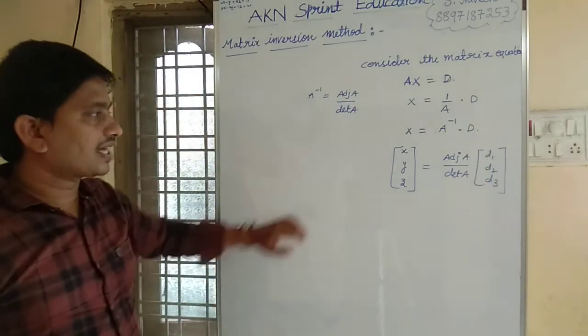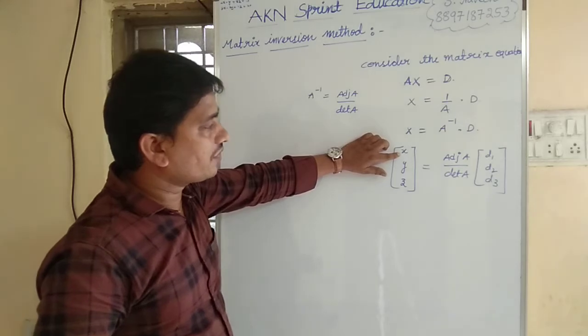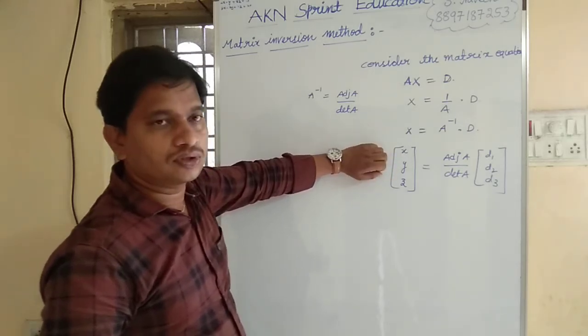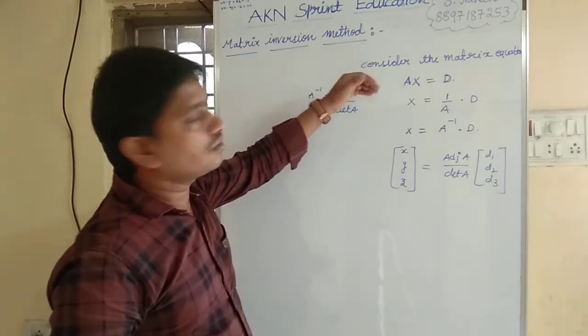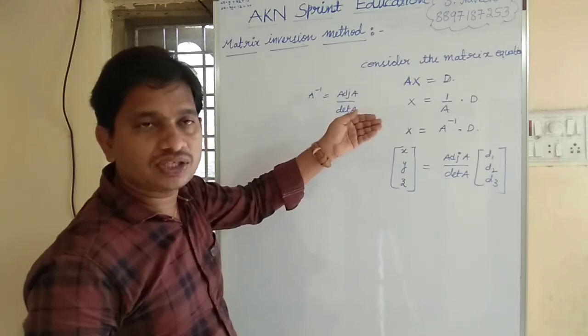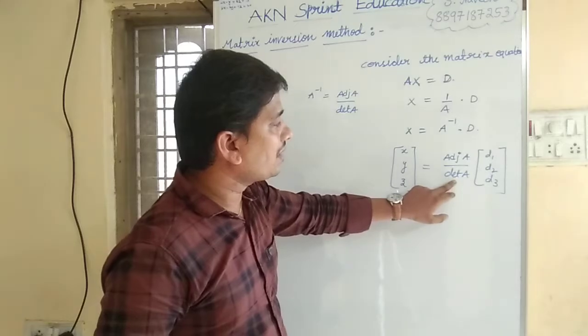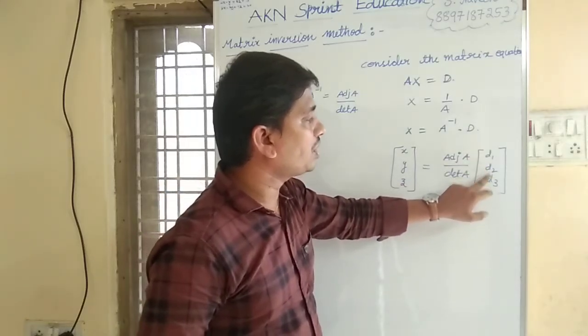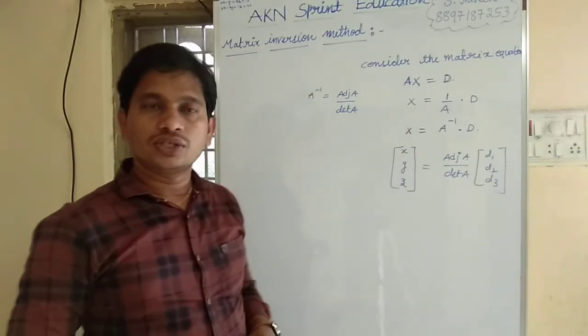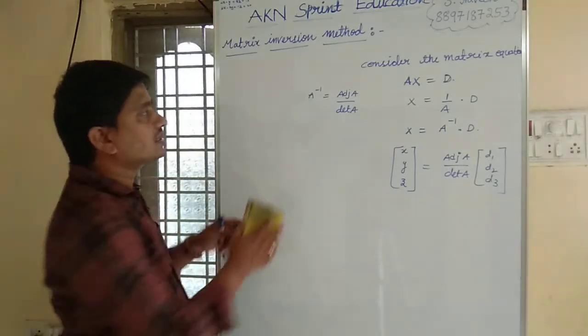So children, actually we have to find the values of x, y, z. How to solve the given system of equations by using the matrix inversion method, that is adjoint A by det A into D1, D2, D3. Okay, let us consider the following system of equations.